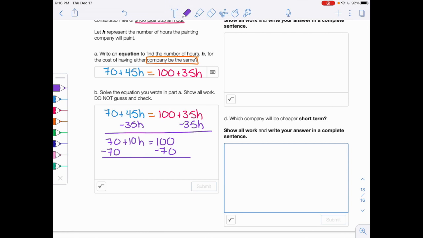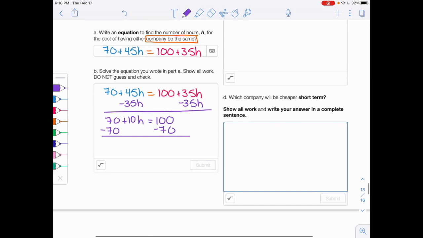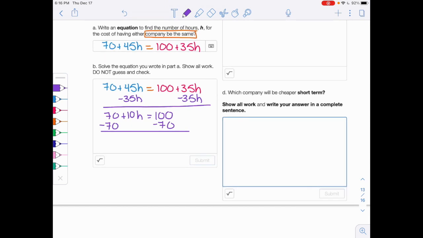That's why we show all our work, because if we make little mistakes like that, I can give more partial credit. Also, that's why we use a calculator to avoid those kind of mistakes. So I'm left with 10H equals 30. Divide both sides by 10. H equals 3.